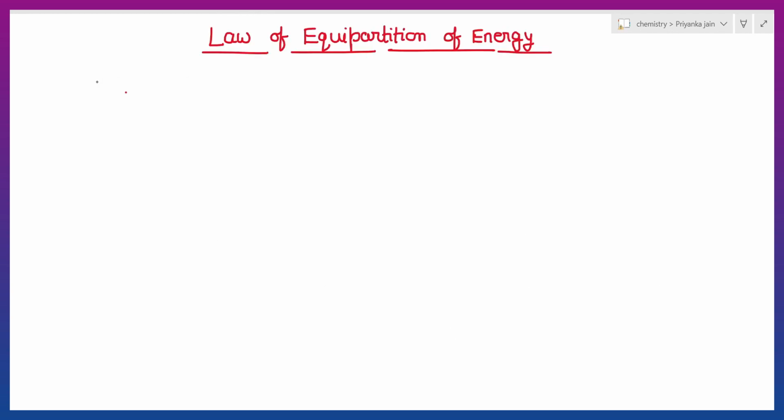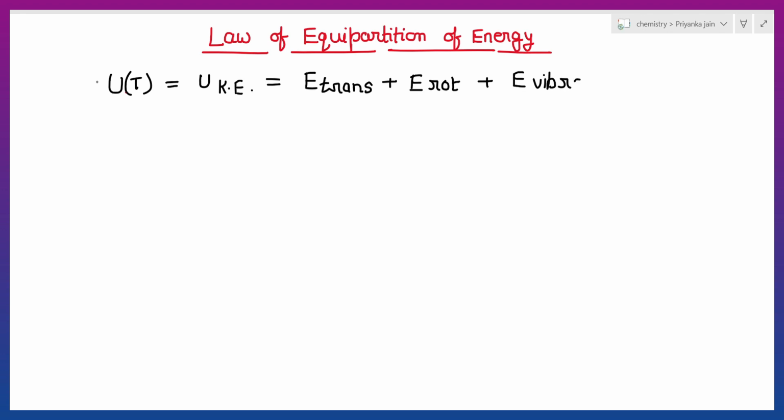Now see the law of equipartition of energy. It means the energy can be divided into various parts. As we know, this temperature dependent part of the internal energy is called the kinetic energy, and its value depends upon the translational energy, the rotational energy, and the vibrational energy. It means the kinetic energy is the sum of translational, rotational and vibrational energy. This is called the equipartition of energy.